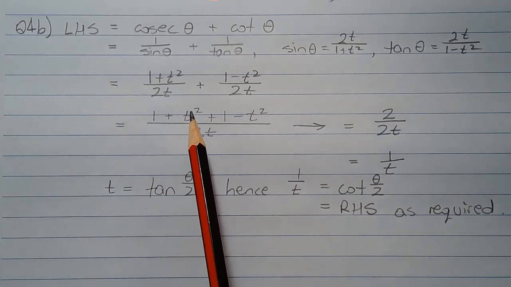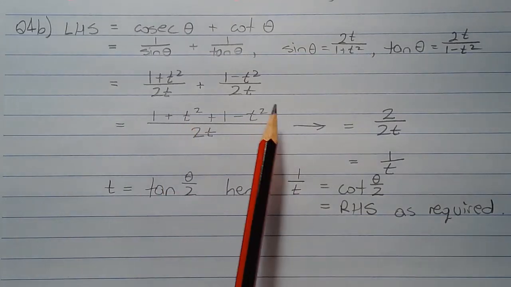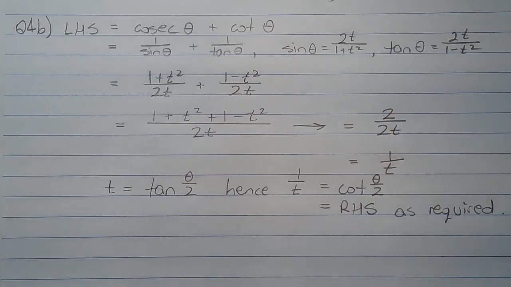Now the t squared here cancels with the t squared here, so this fraction simplifies to 2 over 2t, which is equal to 1 over t. Now t is equal to tan theta over 2, hence 1 over t is the reciprocal of tan theta over 2, which is equal to cot theta over 2, which equals the right-hand side as required.